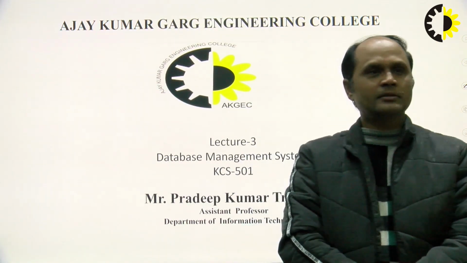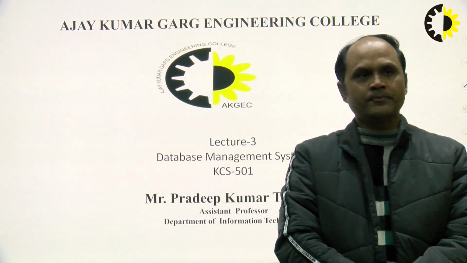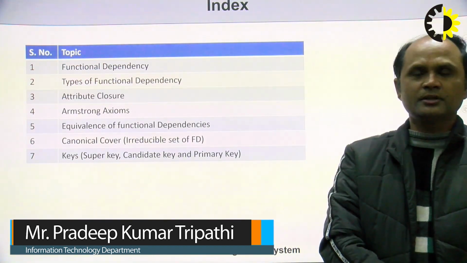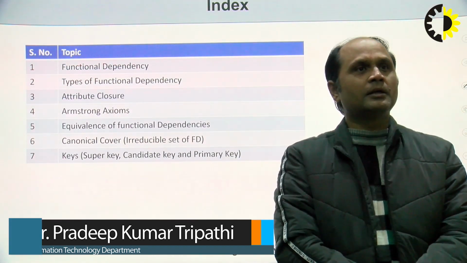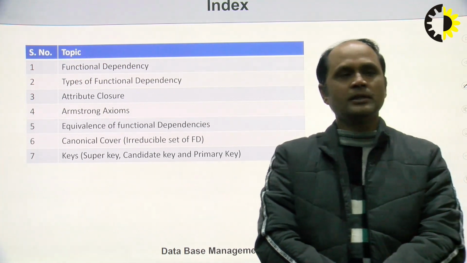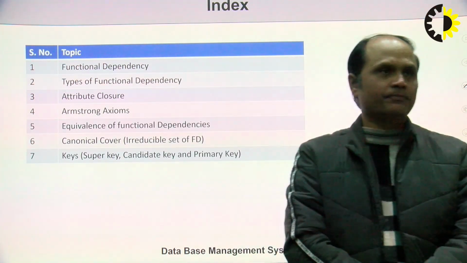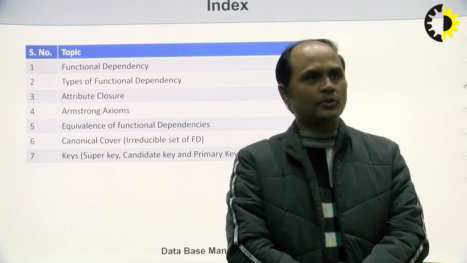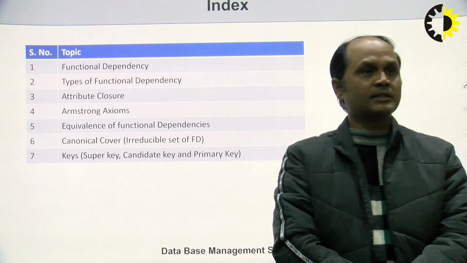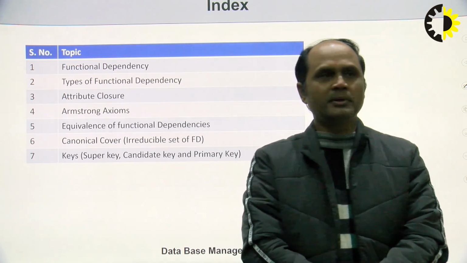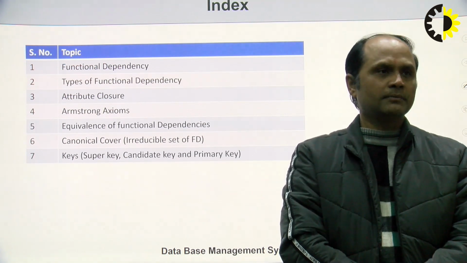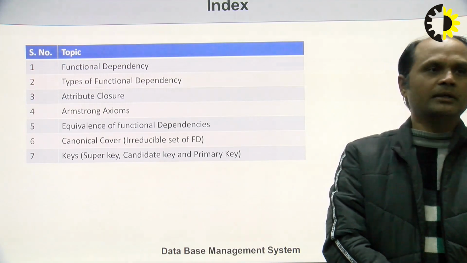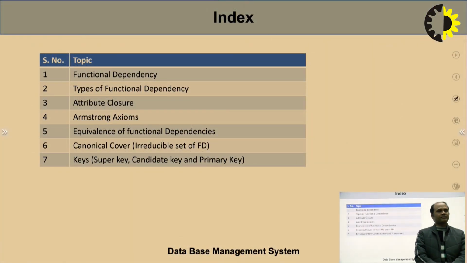Today we have discussed the lecture series of DBMS. Now we will discuss the topic functional dependency. These are the outlines which I have discussed in this particular lecture series: functional dependency, types of functional dependency, attribute closure, Armstrong axioms, equivalence of functional dependencies, canonical cover, and lastly we have discussed the keys. What is the concept of keys? Super key, candidate key, and primary key.